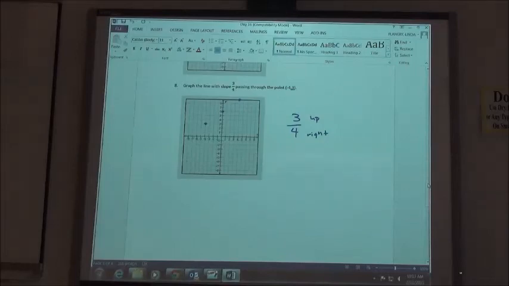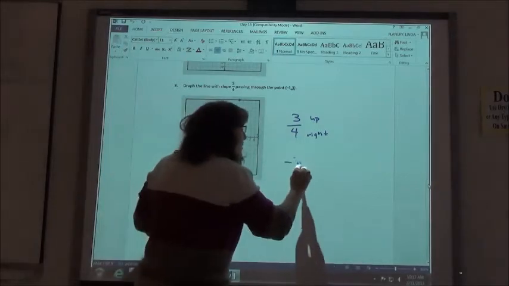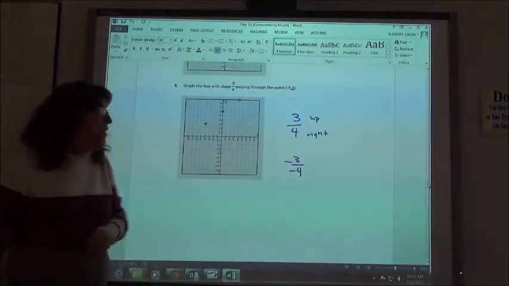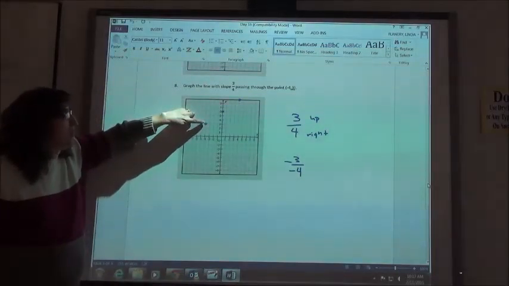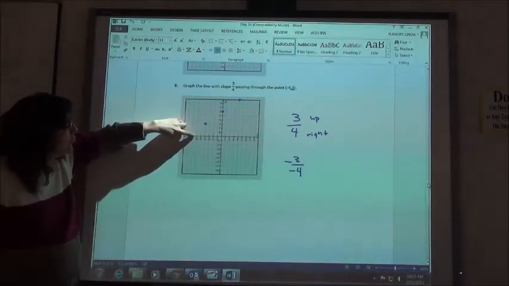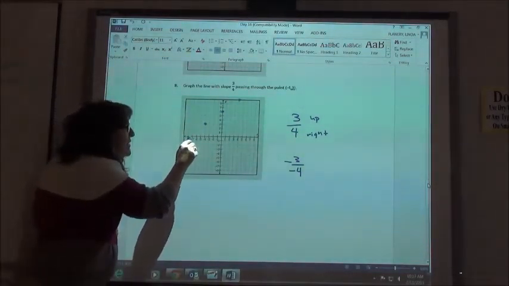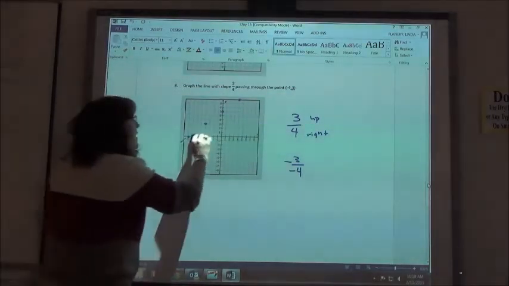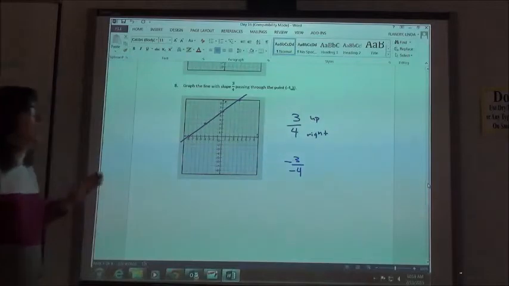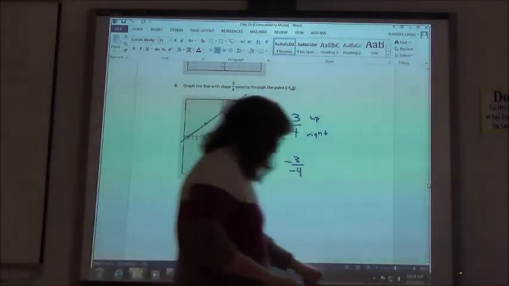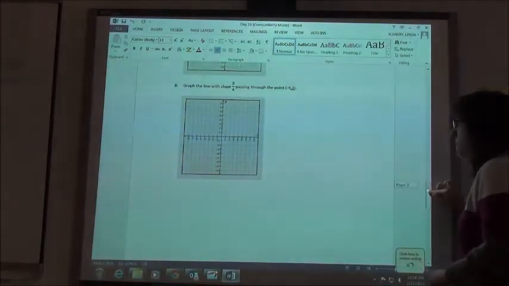Now keep in mind that you could do a positive slope by doing a negative 3 over a negative 4, right? A negative over a negative is still positive. So from this point, I also could have gone 1, 2, 3 down, and 1, 2, 3, 4 to the left. Notice that still should line up with all those other dots we did. So I can connect my dots and draw my line. And again, it's positive. You know it should go uphill as you go from left to right.